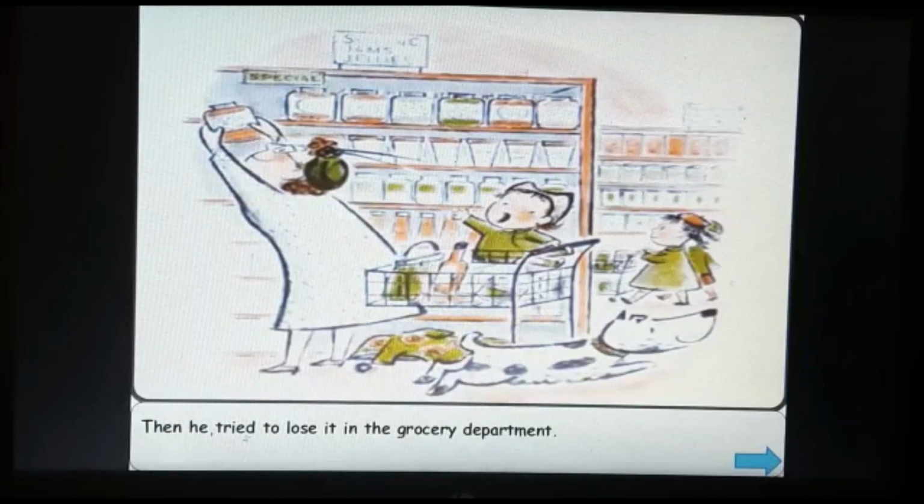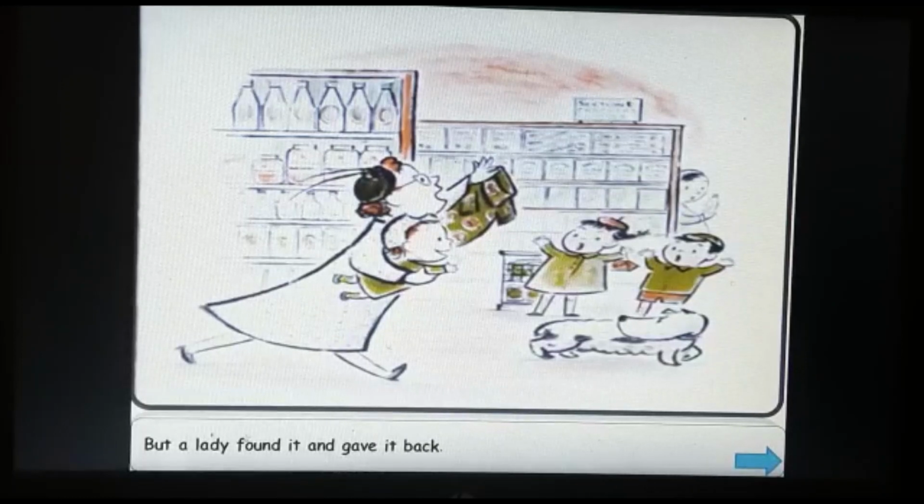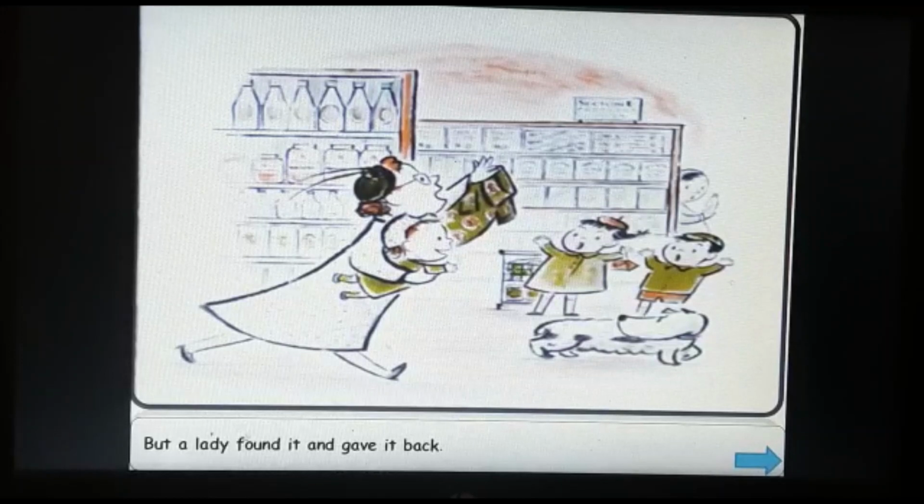And there the child is sitting in the trolley and shouting, "Look, look, look! Harry forgot his sweater. That doggy forgot his sweater, Mama." Let's see what happens next. But a lady found it and gave it back. The child is so happy to return the sweater because even the child is thinking that by mistake the doggy forgot. Again, the children are looking worried that one more time the sweater got lost.